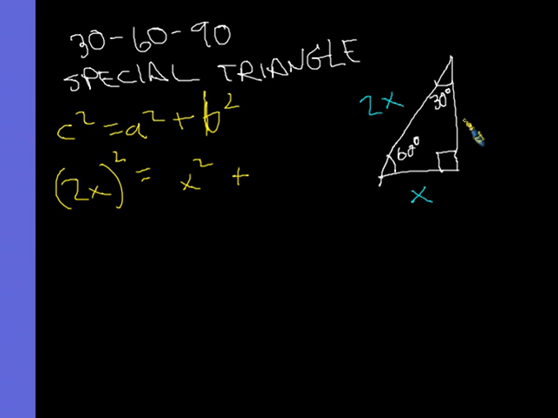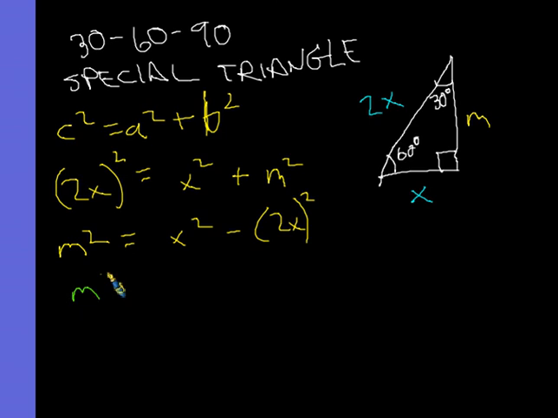I don't know what to call it for right now. It's a missing side. If you don't mind, maybe I'll just call it m for now. So we'll say m squared, and then what we'd like to do is solve for m. So it'll be m squared equals x squared minus (2x) squared. Don't forget that since that's all in parentheses, we have to square the 2 and the x, properties of exponents. So this will be m squared equals x squared minus 4x squared.